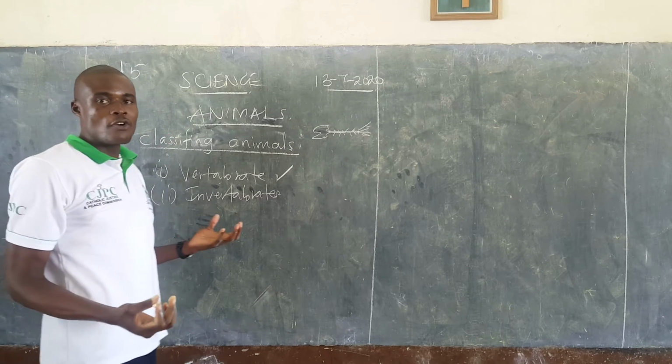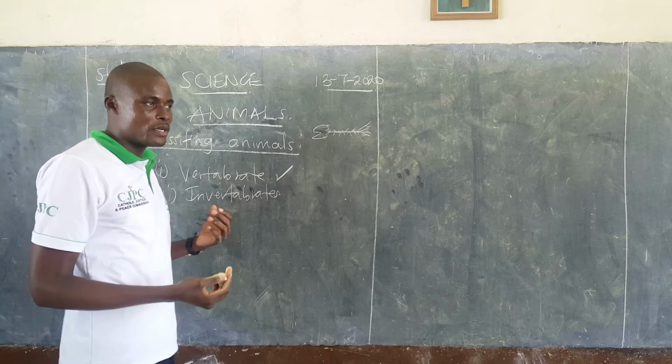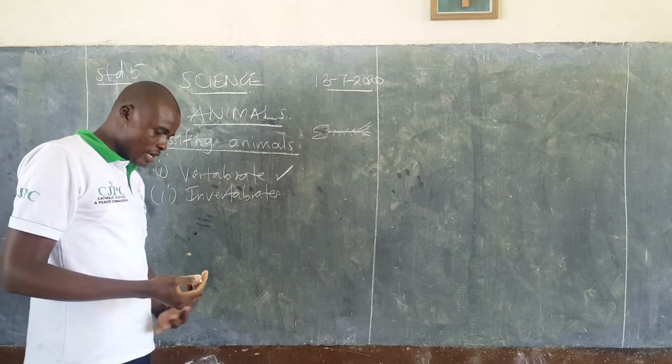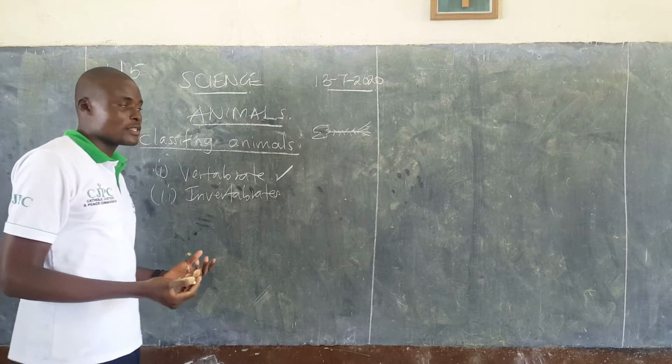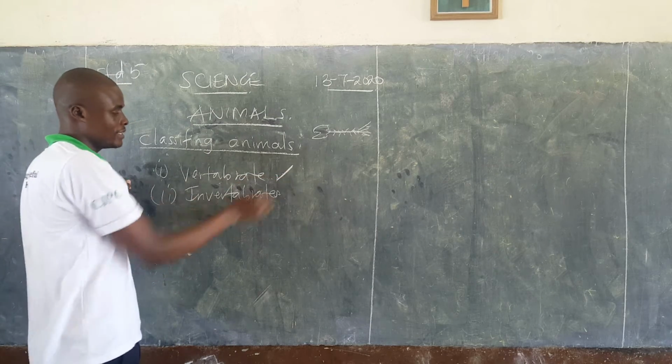You can feel your own backbone. There is a bone that runs next to your spinal cord. It runs from the head and connects your body down to your waist. That is called a backbone. Hence, human beings are also very good examples of vertebrates.